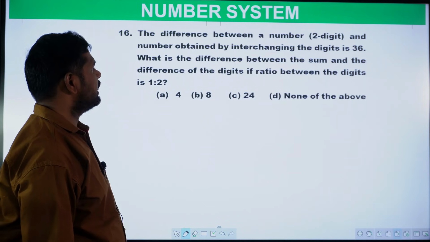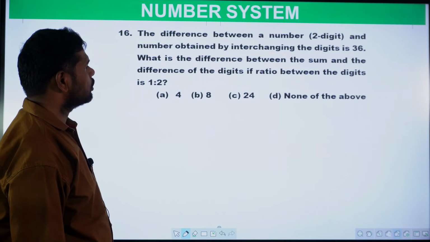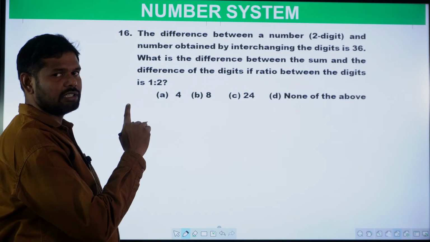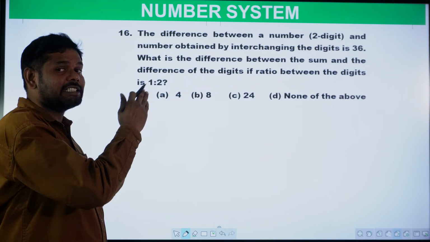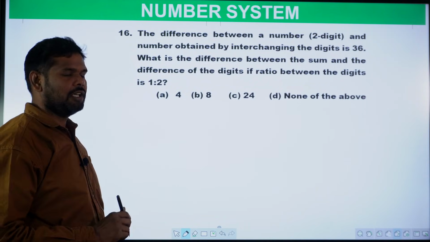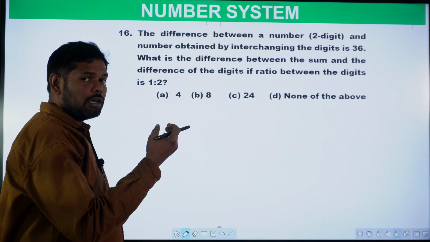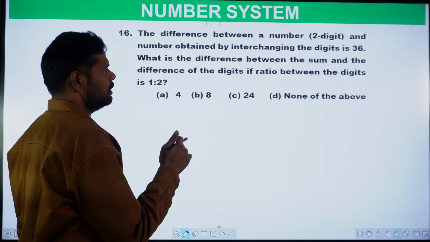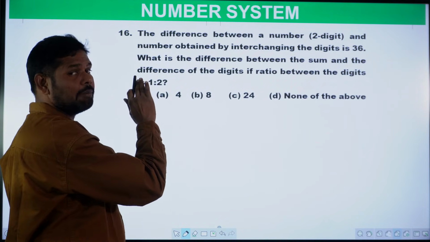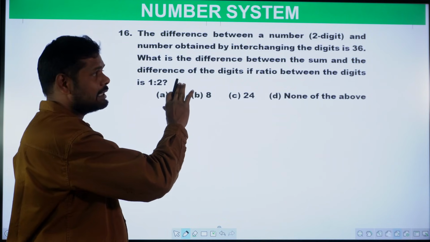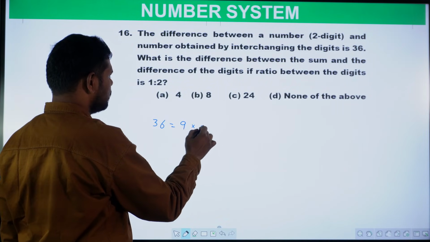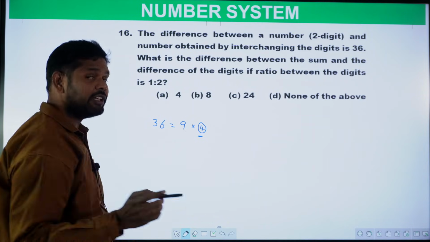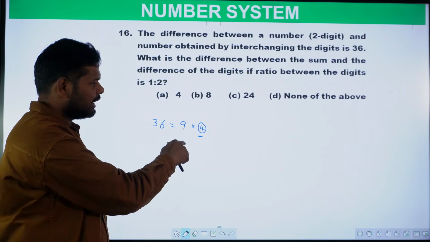The difference between a 2-digit number and the number obtained by interchanging the digits is 36. Write all possibilities here. A difference of 36 means 9 times 4, so the difference between the digits is 4.